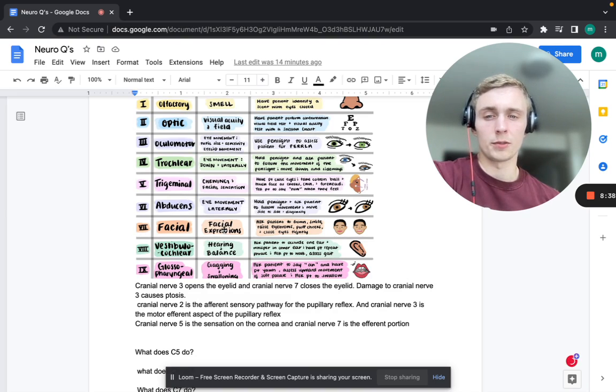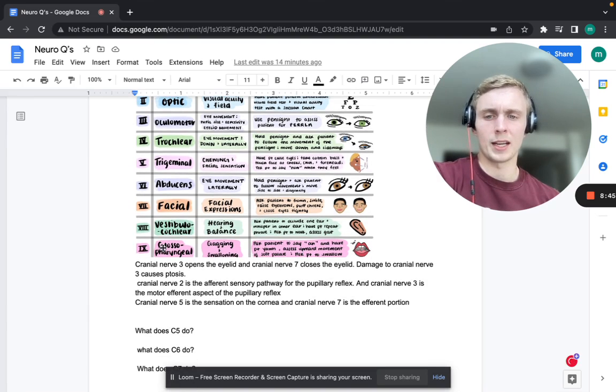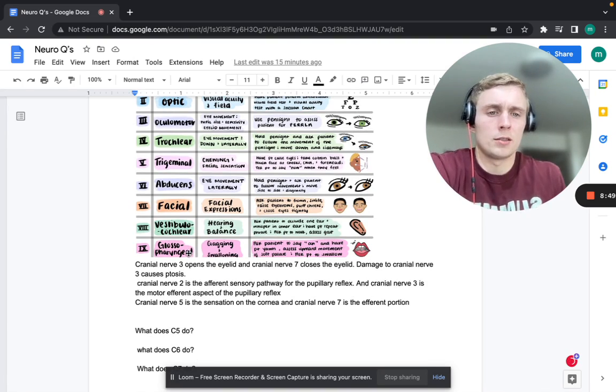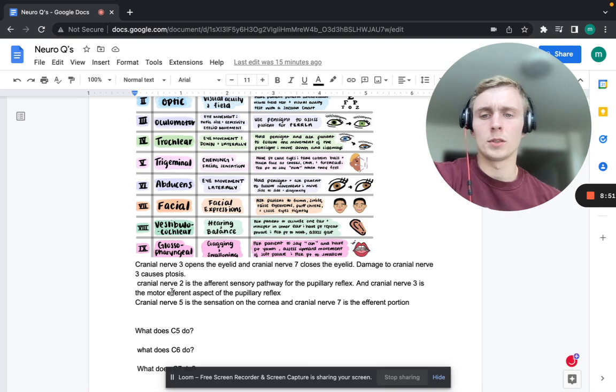7 is the facial nerve. 8 is the vestibulocochlear nerve. 9 is the glossopharyngeal. Here we don't have it, but 10 is the vagus. 11 is the accessory, which does shoulder shrugging, the traps. And 12 is the hypoglossal nerve, which does the tongue movements. You can check that for any fasciculations as well.